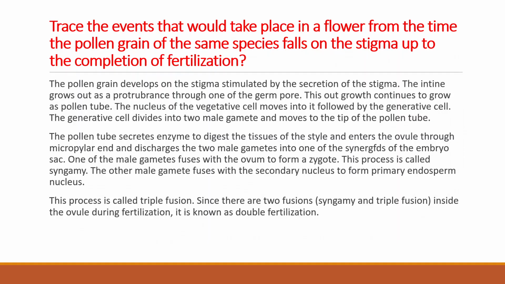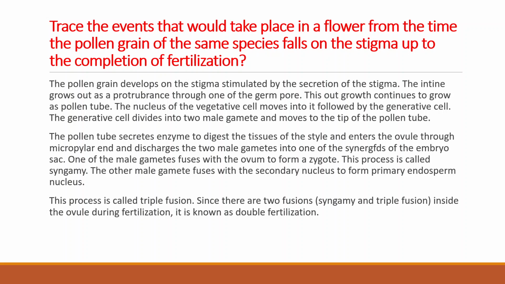So, trace the events that would take place in a flower from the time the pollen grain of the same species falls on the stigma up to completion of fertilization. So the pollen grain germinates on the stigma, stimulated by the secretion of the stigma. The intine grows out as a protuberance, means protuberance means coming out like a pimple, through one of the germ pores. This outgrowth continues to grow as a pollen tube.